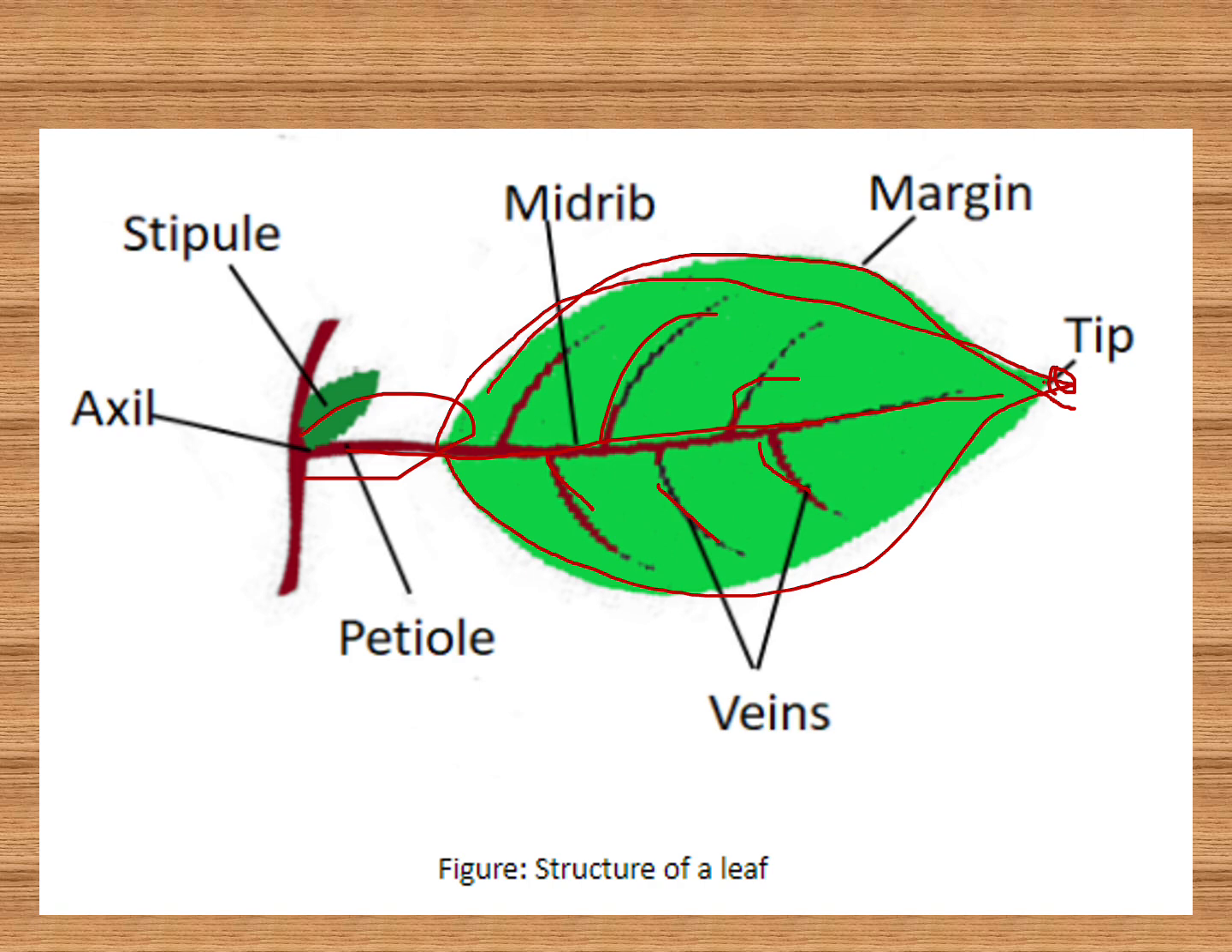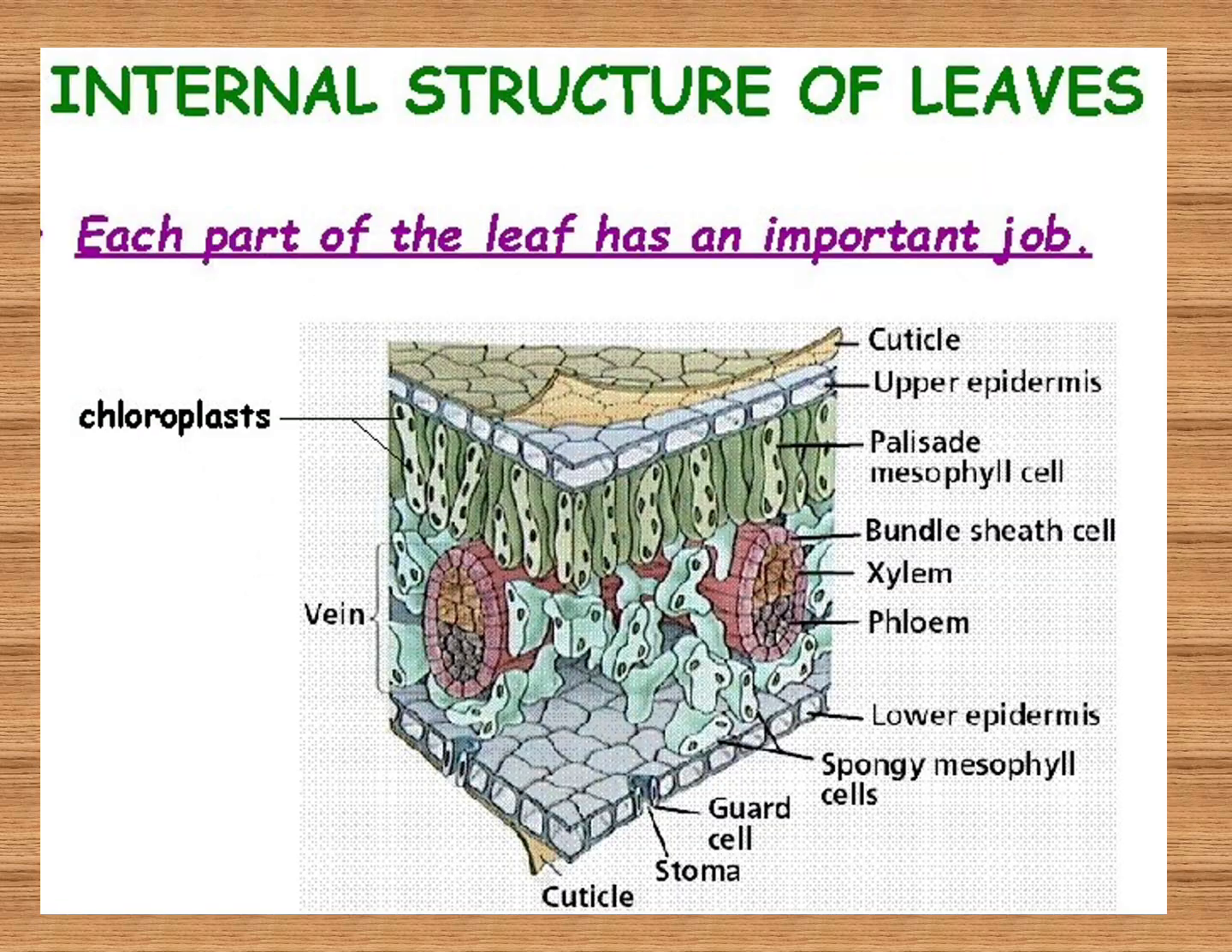Now what we'll do, children, we'll take this leaf and we'll try to cut it with a pair of scissors, and then try to see the internal lateral structure of the leaf. How does it look? So when we see the internal structure of the leaf, the leaf has certain layers starting from the top and going to the bottom, and there are different labeled parts of the internal structure of the leaf.